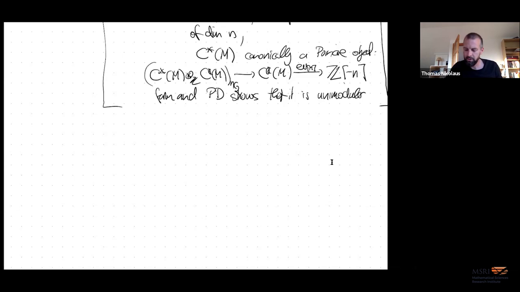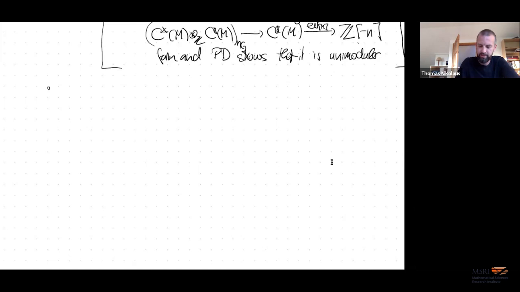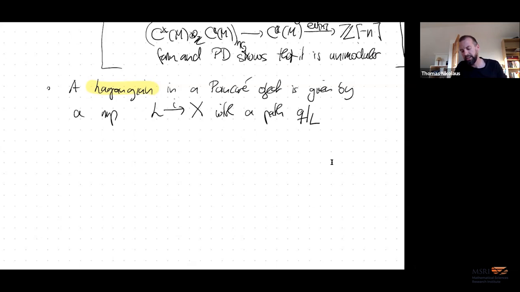Okay, so now we know what a Poincaré duality space or Poincaré object is. And then we also want to say what a Lagrangian is and a metabolic object. So let me do that. In this generality, a Lagrangian in a Poincaré object is given by a map L to X, where X is my Poincaré object, and with a path from the restriction of Q to L. Recall that Q is actually a class in Ϙ of X. By restriction, I just mean I pull it back to L. So Ϙ was a contravariant functor, so I can restrict my abstract forms to L. And I want to say that I have a path to the zero form. That's the fancy way of saying it's isotropic.